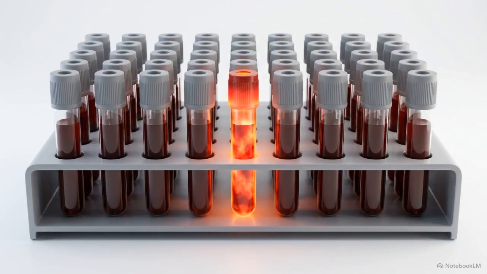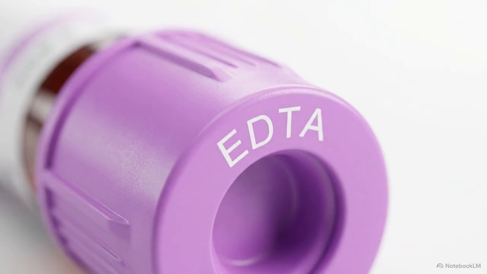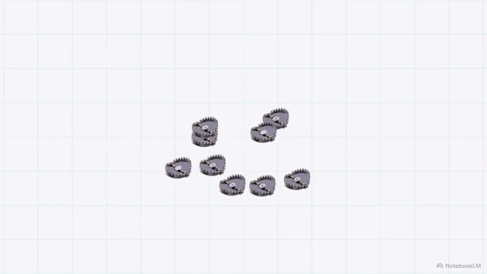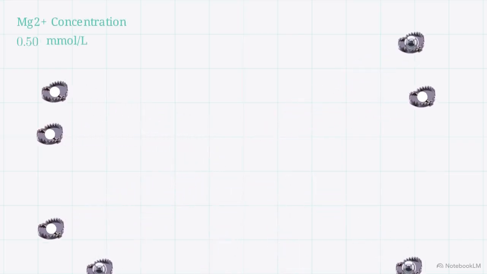The second major vulnerability is chemical. Drawing the specimen into a blood tube with the wrong colored cap completely ruins the analytical chemistry. The most dangerous offender is the lavender top tube, containing the EDTA additive. EDTA is a powerful and vicious chemical chelating agent. Its entire purpose is to prevent blood clotting by hunting down and permanently trapping all divalent cations in the sample.